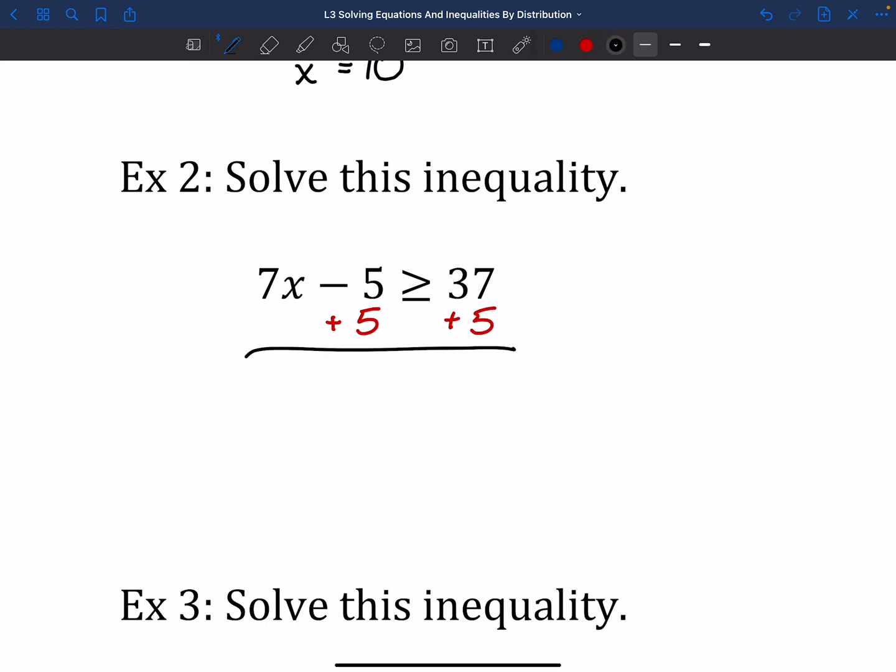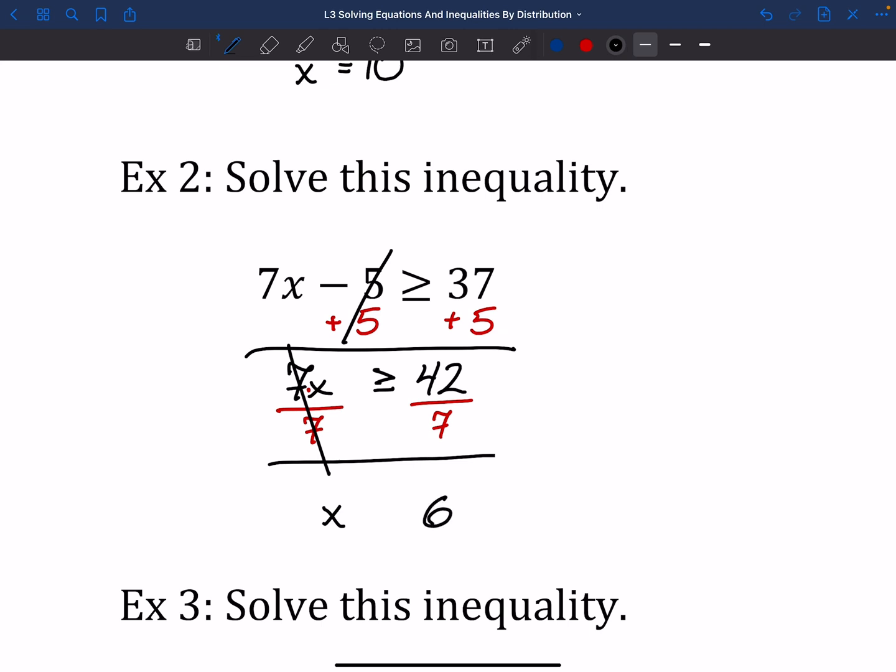When we do that, we get 7x. Those 5s are gone. Keep our symbol. Don't forget that we're working with a greater than or equal to sign. Don't put an equal sign by accident. Then 37 plus 5 will give us 42 over there. Here, again, 7x is really 7 times x. We're going to divide by 7 to get rid of that coefficient. It's going to also divide 7 on the other side. So the 7s are gone. You're left with just x. 42 divided by 7 is 6.